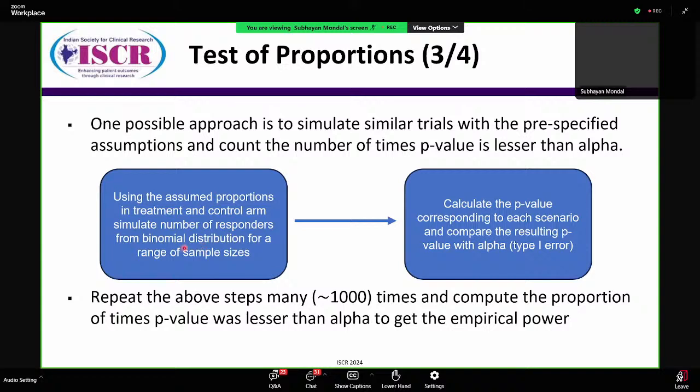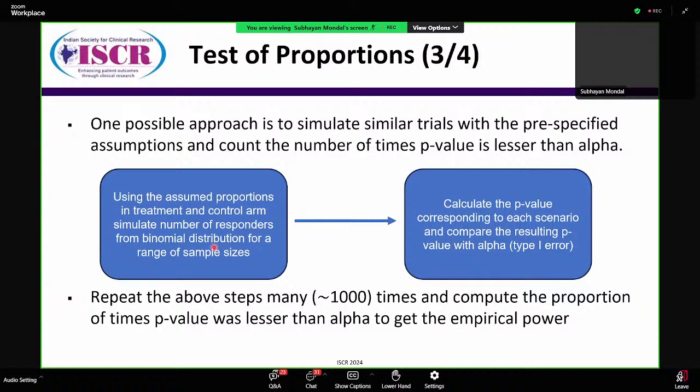So we generate n values from the treatment arm with a binomial distribution. This can be done easily in any of the software packages. I used R for all the calculations. Let's say we generate n values from a binomial distribution with p of 0.35 for the treatment arm, and with p of 0.2 for the control arm.